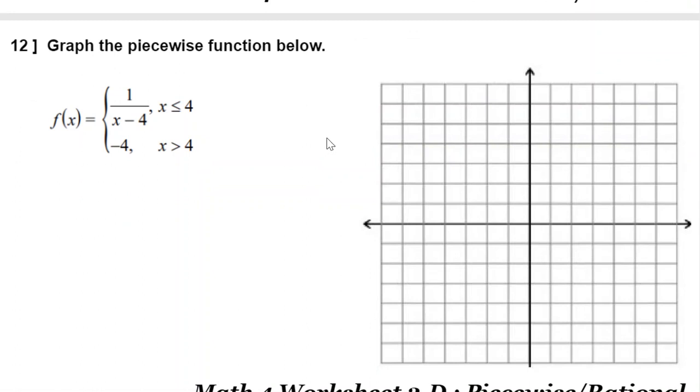All right, 12. I'll tell you what, let's do the easy one first. This guy should be that y is -4 to 4. Everything from 4 and up. 1, 2, 3, 4. Open circle there. And it should be doing that.